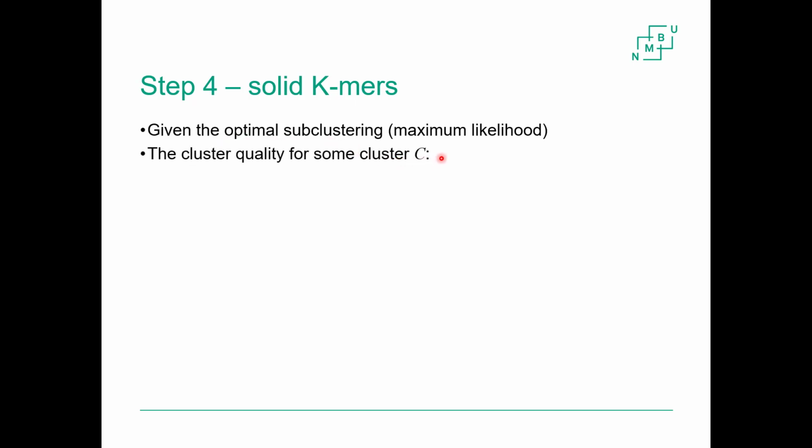And then we compute the quality for each cluster. This is a simple formula here. First, you have to compute this one, which is just a matter of multiplying together the probabilities of error. Notice we take 1 minus, so this is actually the probability of not having an error. So for each k-mer, this is the probability of not having an error. And then this is used inside this formula here.